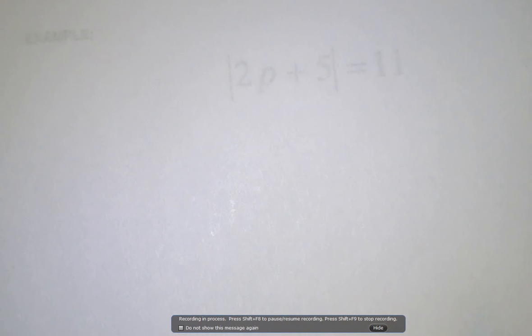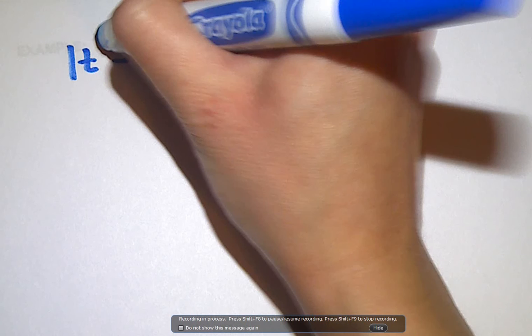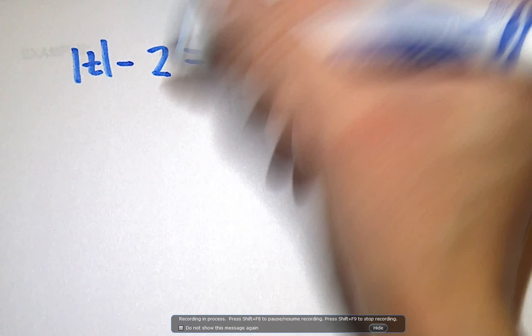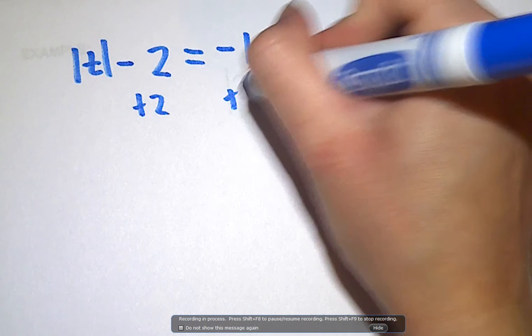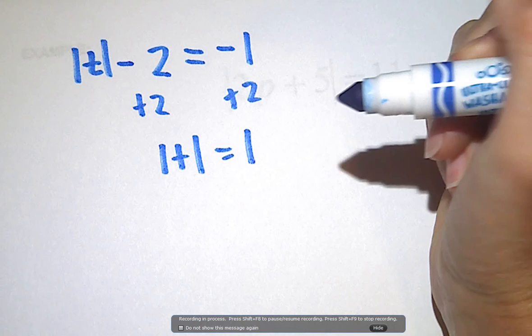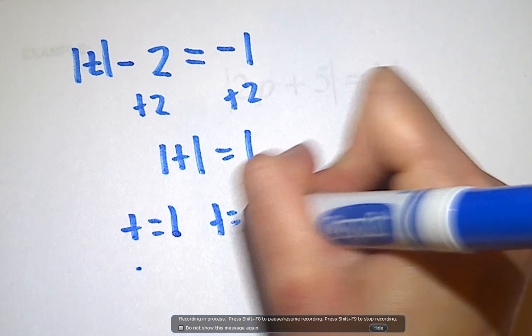Okay, let's take a look at these. For the first one, you have the absolute value of t minus 2 equals -1. The first thing you should have done is added 2 to both sides and gotten that the absolute value of t equals 1. Then your solutions are t equals 1 and t equals -1. That's for the first one.